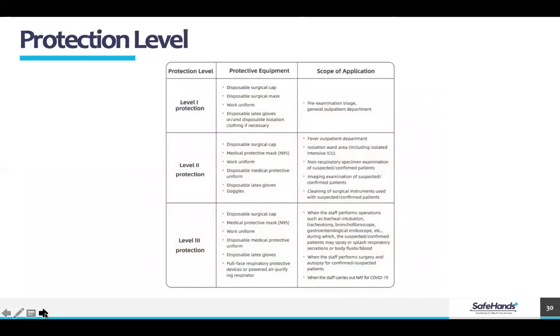Protection levels: these are protection level 1, level 2, level 3. Level 1 protection in case of disposable equipments are disposable surgical cap, disposable surgical mask, work uniform, disposable latex gloves. Level 2 protection: disposable surgical cap, medical protective mask, work uniform, disposable medical protective uniform, disposable latex gloves. Level 3: medical mask, N95 mask, work uniform, disposable medical protective uniform, disposable latex gloves.